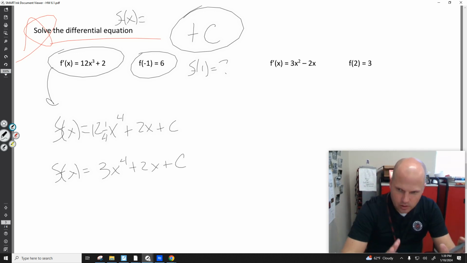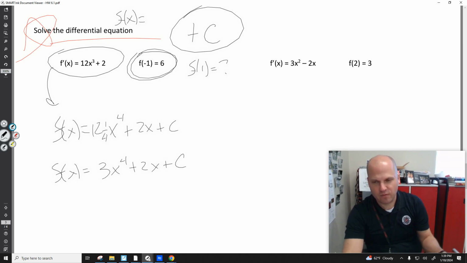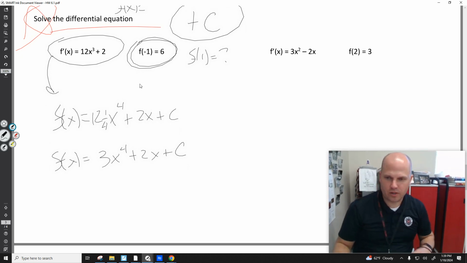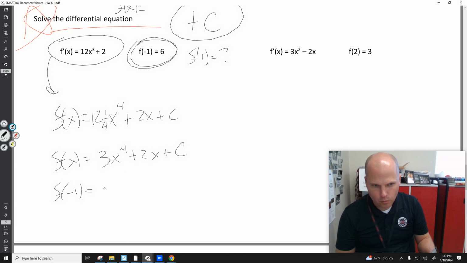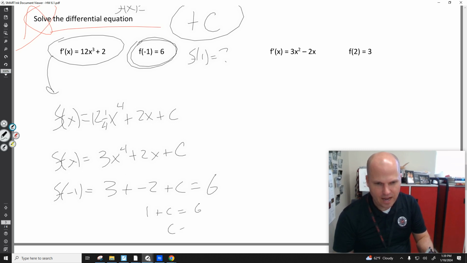Why? Because C can be found with this extra piece of information. You're told f of negative 1 equals 6. Well, that means this function has the point negative 1, 6. If you plug in negative 1, your output better be 6. I'll have 3 minus 2 plus C better equal 6. All right, well, that means C has to be 5.